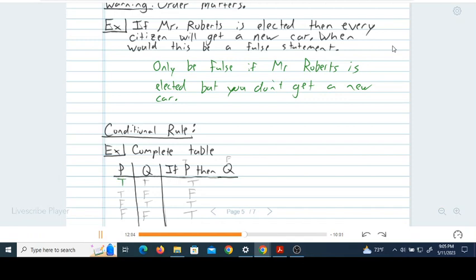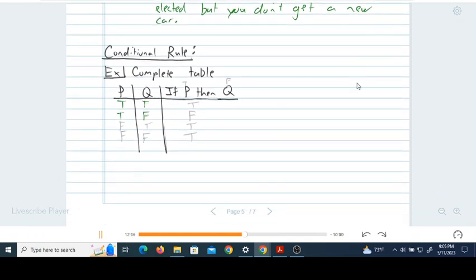So let's look at the truth table. A conditional can only be false if the first part is true and the second part is false. So it's only false in this case if P is true and Q is false. That happens in the second row, which means everywhere else it'll be true. So that's the truth table for a conditional.